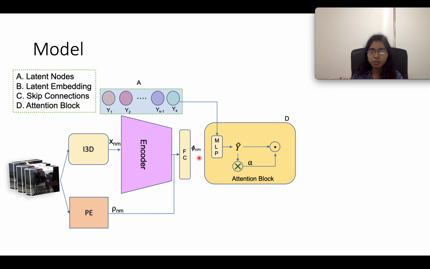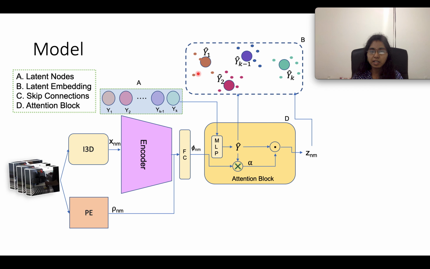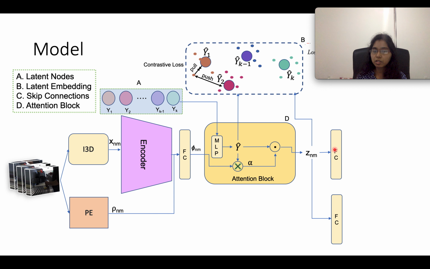For each input vector phi nm, with the help of an attention block and latent concepts, we generate a representation znm in the latent space such that each znm gets assigned to one of the latent concepts. And with the help of contrastive loss, we perform a grouping such that all the similar clips get assigned to one latent concept and it is pushed far away from all the other latent concepts. Once we have learned this representation, we again decompose it into visual and temporal information.